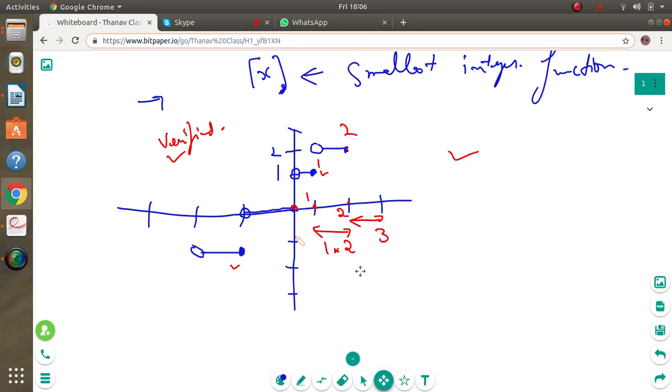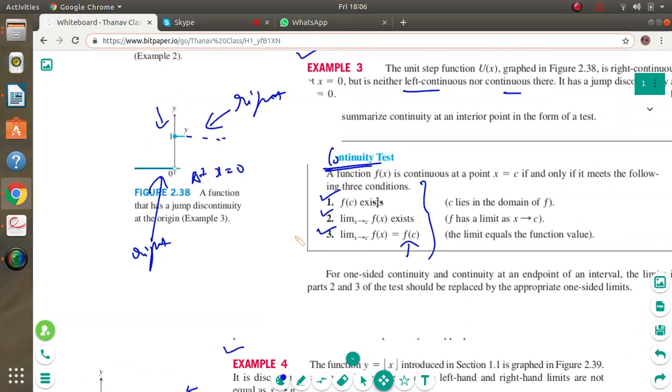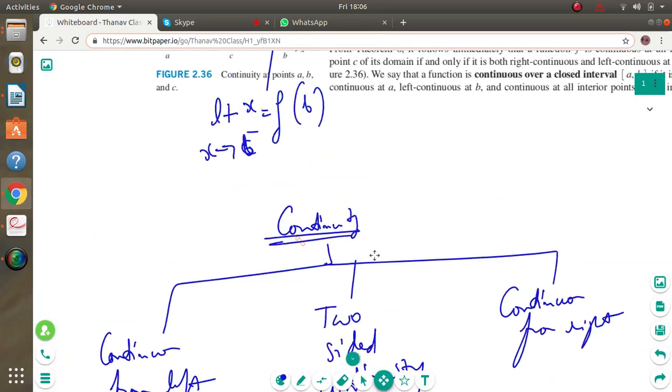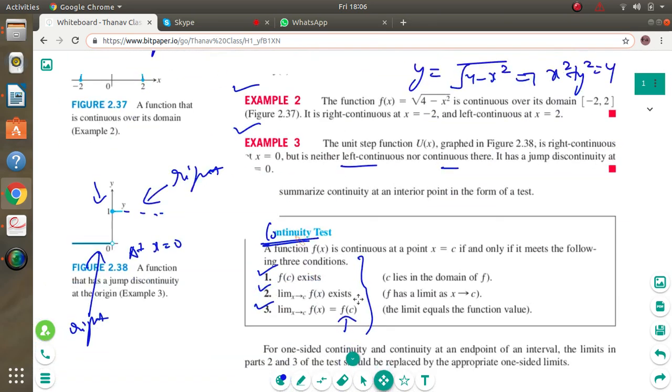Let me come to the definition here. Actually, we never say right-side discontinuity. We say either right continuous at c, or we say continuous from the right. That's how it is mathematically defined. But your logic is correct. Mathematically, we define it like this: right continuous at c or continuous from the right. Okay, perfect.